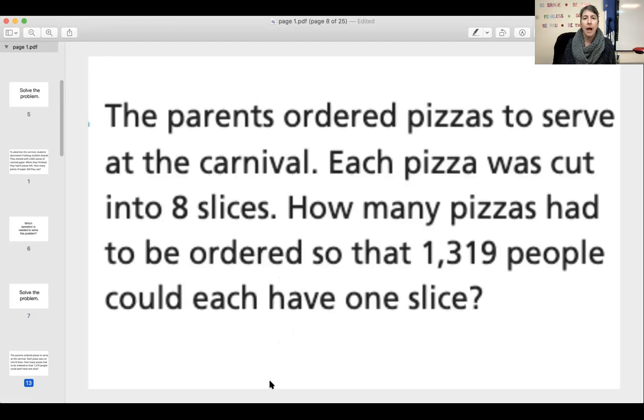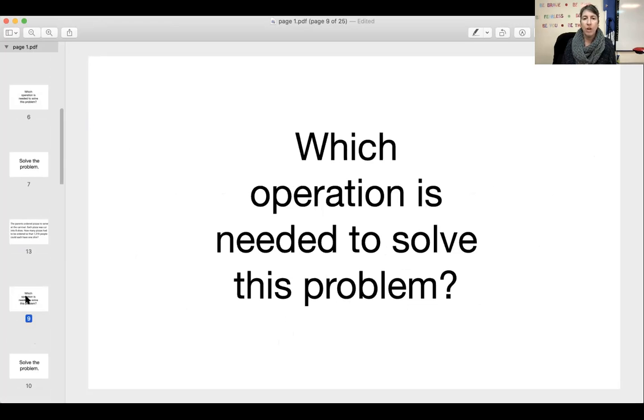Question number 3 on page 119. The parents ordered pizzas to serve at the carnival. Each pizza was cut into 8 slices. How many pizzas had to be ordered so that 1,319 people could each have 1 slice? Think about this problem and think about whether you would need addition, subtraction, multiplication, or division. Which operation is needed to solve this problem?